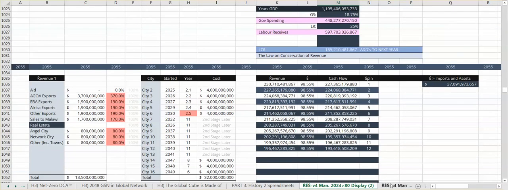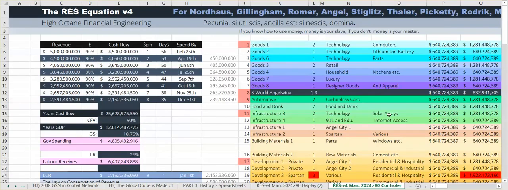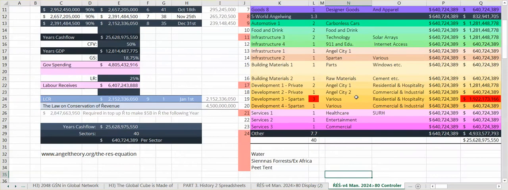Actually, there's another spreadsheet that goes with this. Here it is. Okay, let's try and find that GDP steadying.